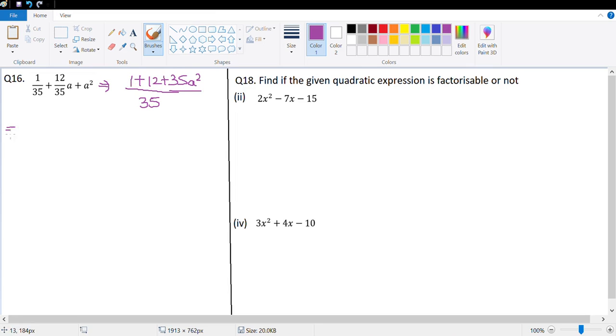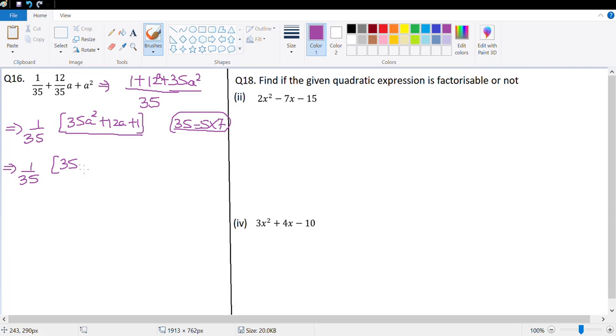Now if I take 1 upon 35 common for all the elements, what I would be left with is 35a square plus, or this is 12a. My mistake, this is 12a plus 1. Now, this is of the form ax squared plus bx plus c. I need to find factors of 1 into 35, 35, the sum of which would be 12, which is 5 into 7. Perfect. So let's split 12 as 5a and 7a. So 35a square plus 5a plus 7a plus 1.